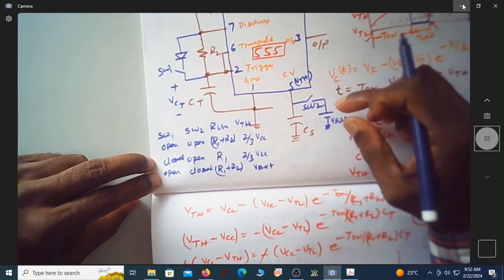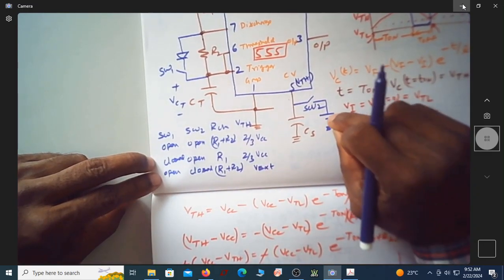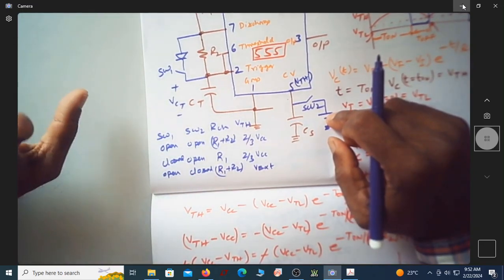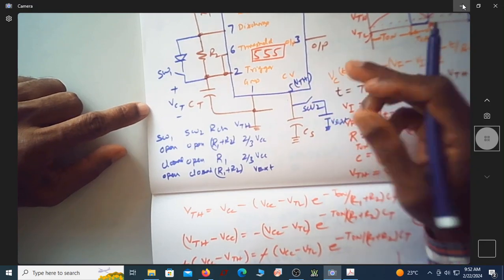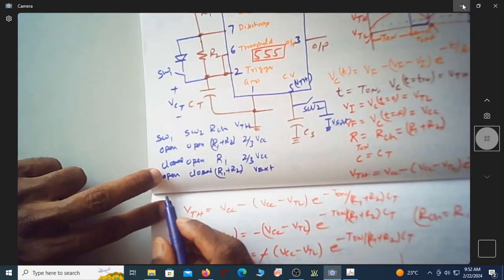Getting this? If I close this, whatever voltage I have applied here, whether it is 2 volt, 4 volt, 1 volt, whatever, that will be my VTH. So what is VTL? It's always half of VTH.